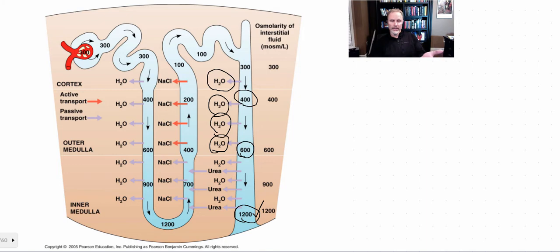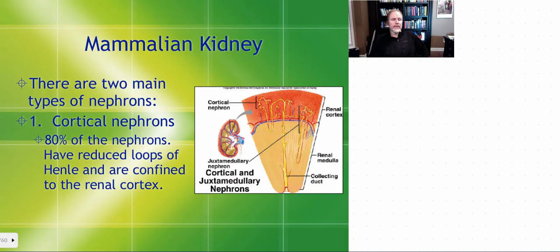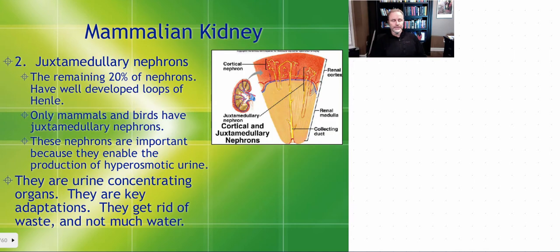So there's two main types of nephrons now. We've talked about this nephron here, and there's two main types of them. You've got the cortical nephrons, the ones that are really towards the outside portion of the kidney, and those comprise about 80% of the nephrons. They have a reduced loop of Henle, it's not as long, and they're really confined to the cortex of the kidney. And then the other one that we have about 20% of, these are the juxtamedullary nephrons. And these have well-defined, very long loops of Henle.